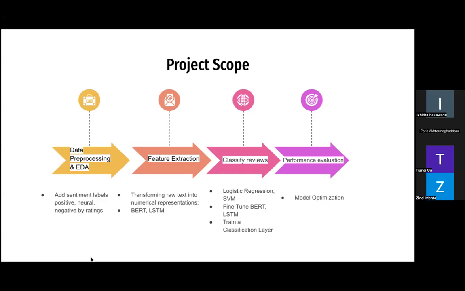We will use BART and LSTM to get the contextual word embeddings, and the output will be fed to the classifiers. For the classifiers, we have several options. First is to use logistic regression or SVM, and second is to fine-tune the BART and LSTM model we used for the previous step, or we can train a dense layer as a classification layer and put it behind the pre-trained model. After that, we will do the performance evaluation and optimize our model.